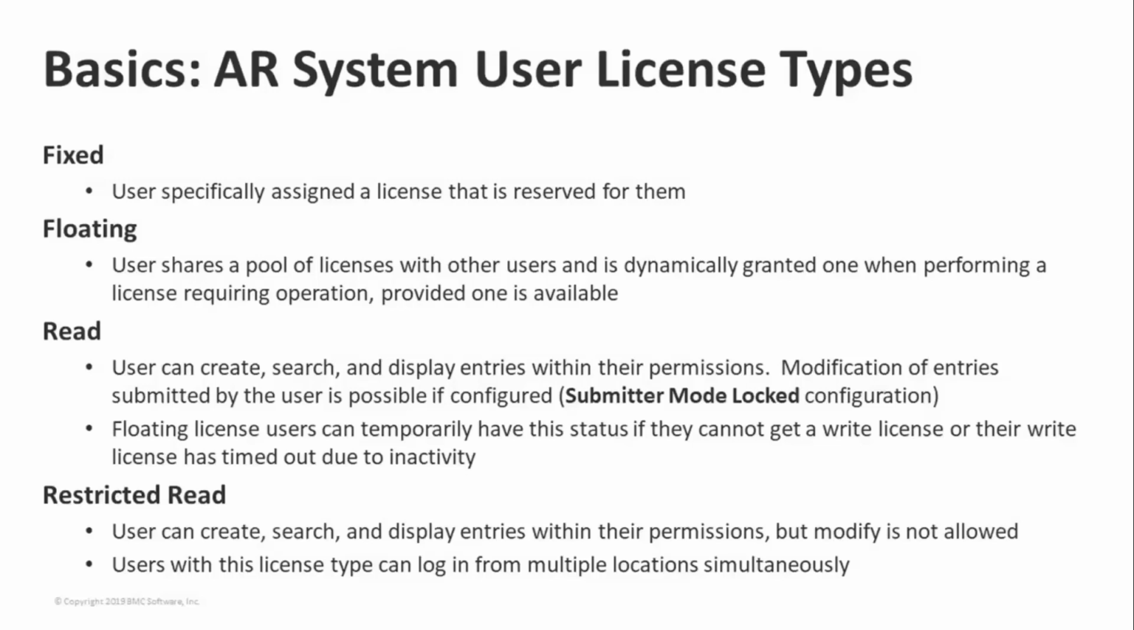It should be noted that floating license users can temporarily have this read license status if they cannot get a write license or their license has timed out because they've been inactive for a certain period of time. And then lastly, there is a restricted read license type where a user can create, search, and display entries, again, within the permissions they've been assigned, but modify is not allowed for this type of user. Users with this license type are allowed to log in from multiple locations simultaneously, whereas other license type users are not allowed to log in from multiple locations.